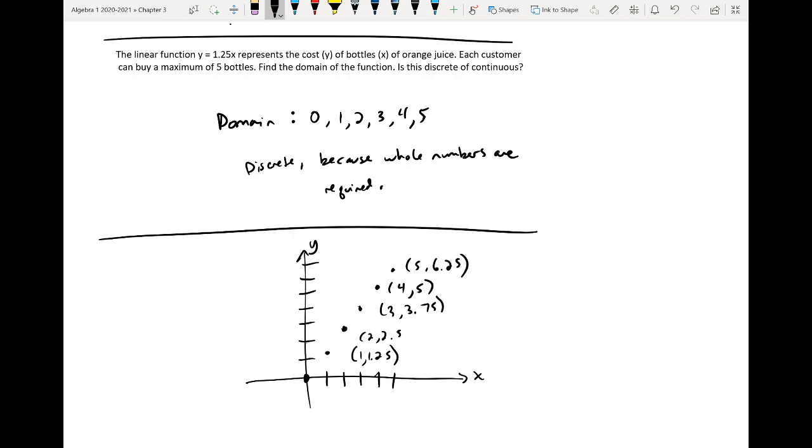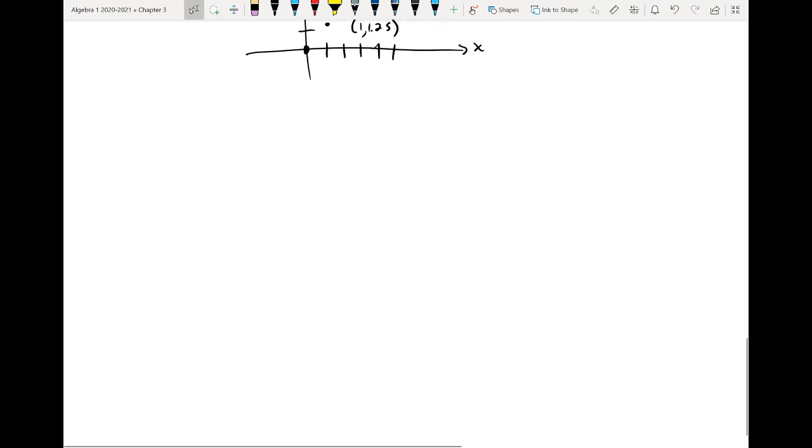And again, if you're wondering how I'm getting these, I'm just taking that and inputting it right there for y. Is this linear? But of course, imagine if you drew a line right through those points. It's going to create a straight line.